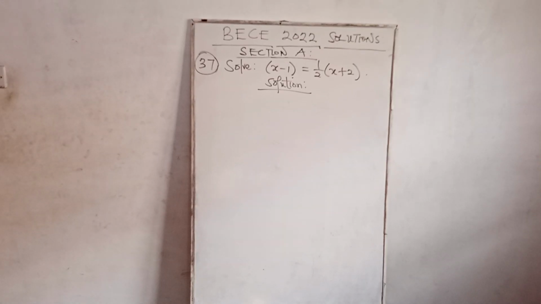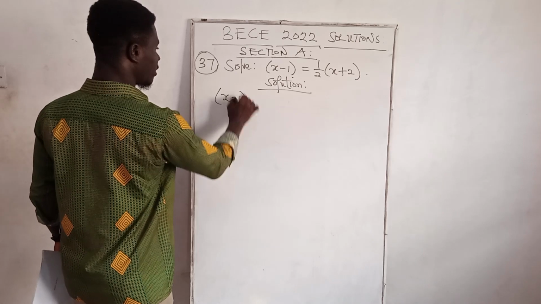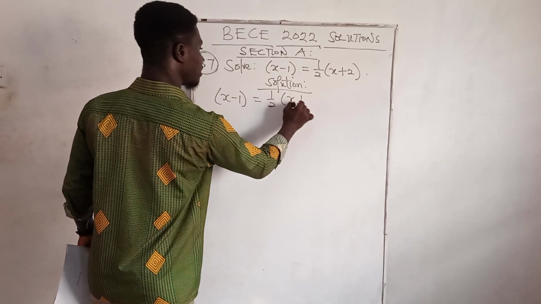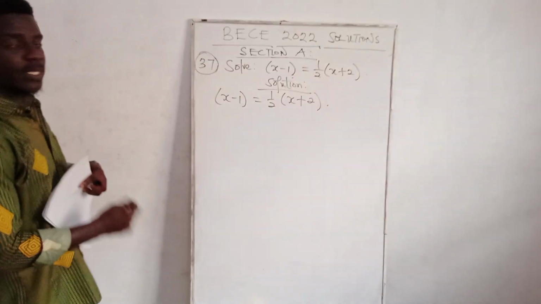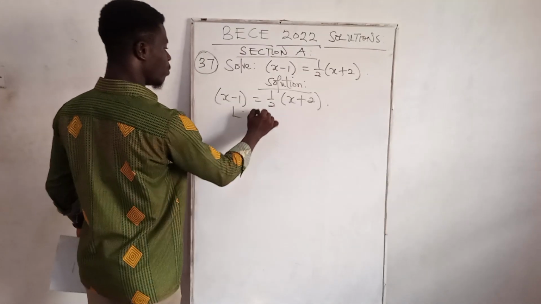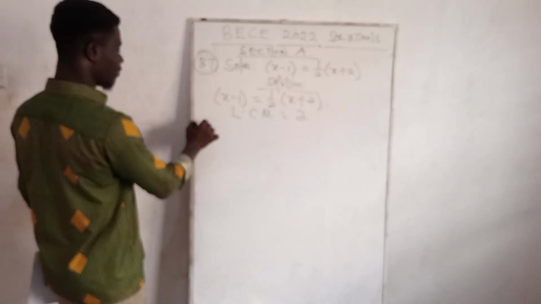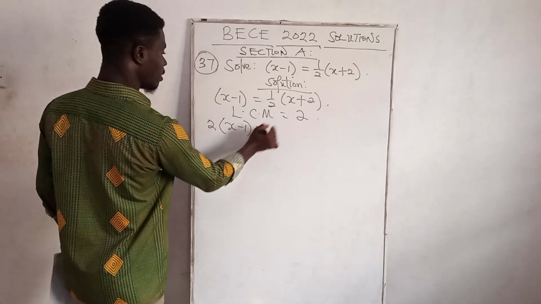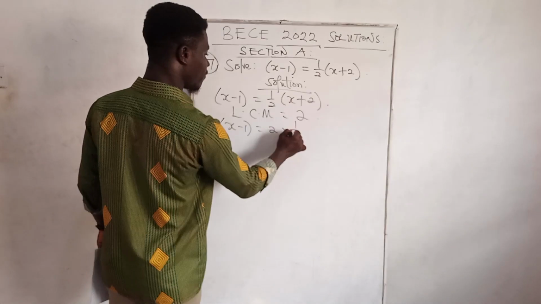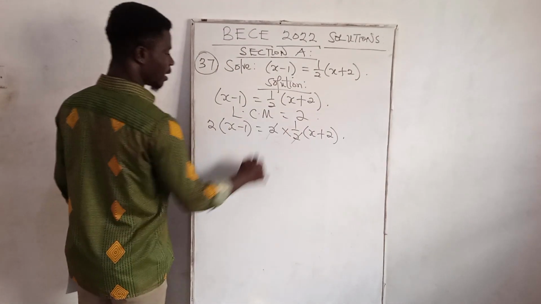All right, so 37. Solve x minus 1 equals half of x plus 2. That's a linear equation. So we have two terms here, one term, then two terms, right? So our LCM will be 2, the least common multiple. So we multiply it by the two terms given. So 2 times x minus 1 equals 2 times half of x plus 2, right? So this cancels that.